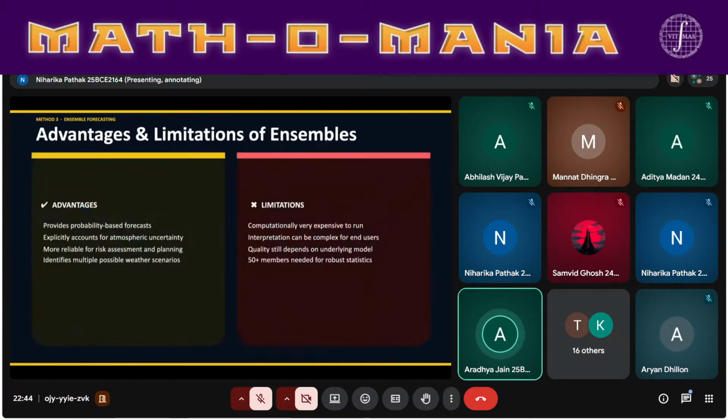Here we discuss the advantages and limitations of ensembles. The advantage of this method is that it provides probability-based forecasts. Since this method uses NWP but is not exactly like NWP, and especially is not a statistical method, it is probability based. So we are not determining that this event is going to happen, but that this is most likely to happen, right?